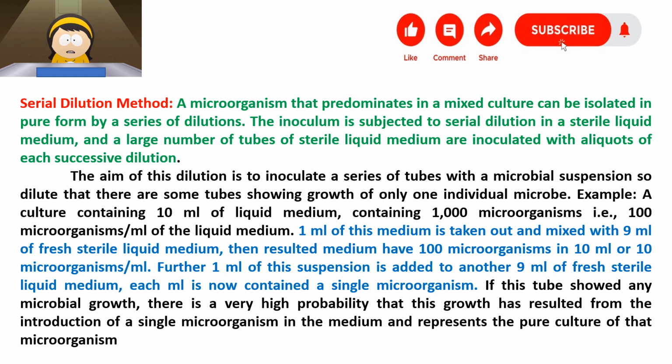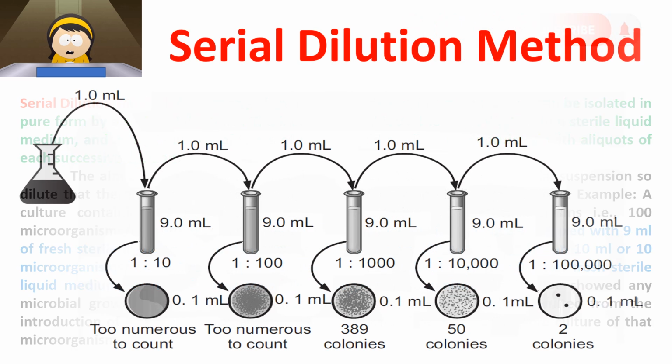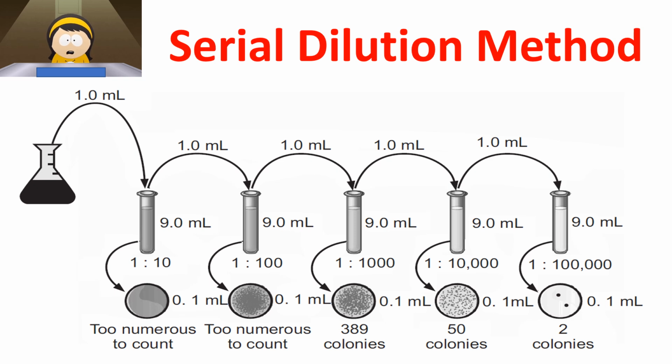If this tube showed any microbial growth, there is a very high probability that this growth has resulted from the introduction of a single microorganism in the medium and represents the pure culture of that microorganism. This picture is showing the serial dilution method very beautifully.